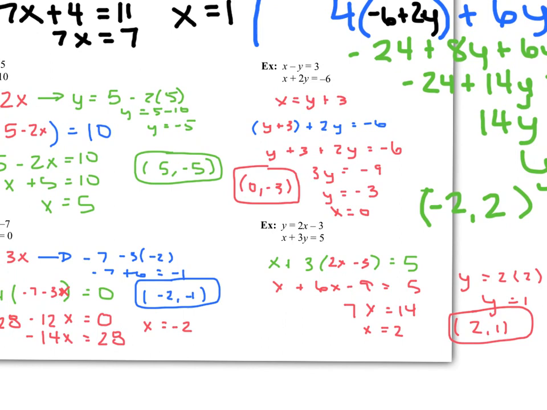In the last example, y is already isolated, so that just means that in this second equation, in the parentheses, you can put 2x minus 3. That becomes a 6x, that becomes a minus 9. X plus 6x is 7x. To get rid of the minus 9, you would add. 5 plus 9 is 14. X is 2. And here it says y is going to be 2 times whatever x is, which is 2, so that's 4, and then minus 3. So 2 comma 1.